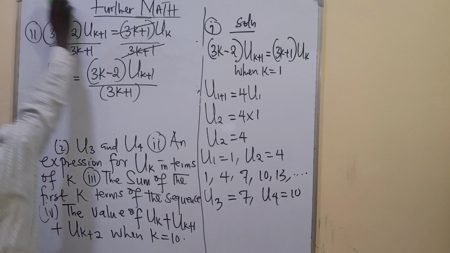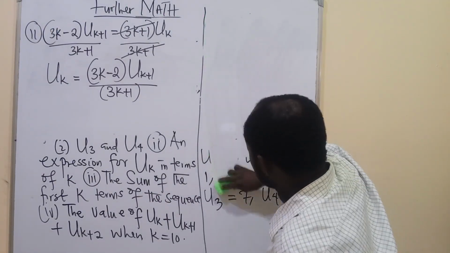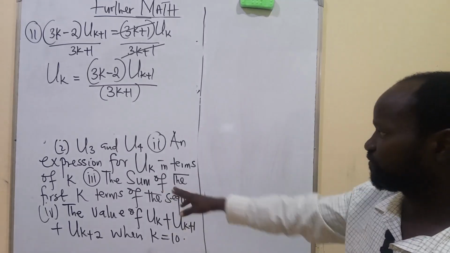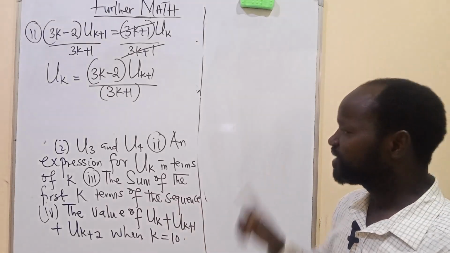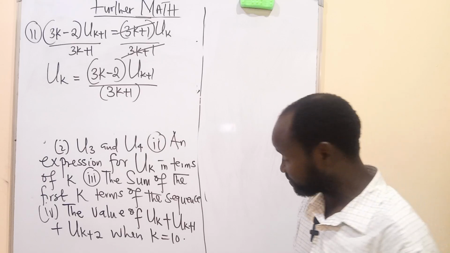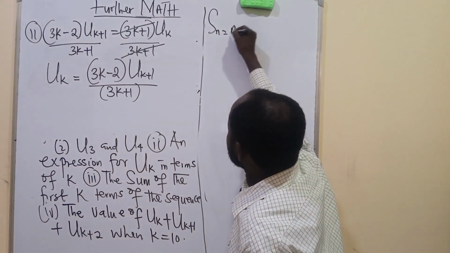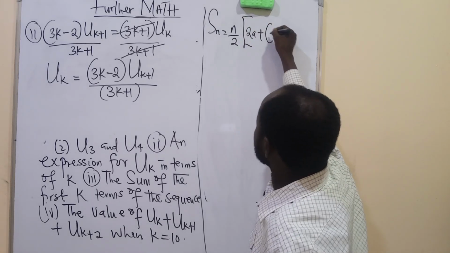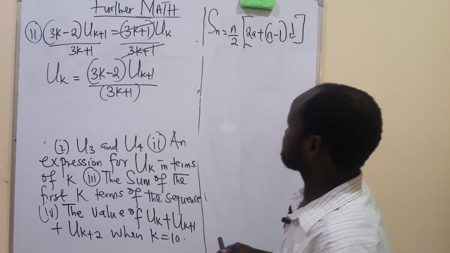Let's move quickly to Roman numeral 3. Very easy, and you will enjoy it. In Roman numeral 3, we are asked to find the sum of the first k terms of the sequence. This is the sum of an arithmetic progression when the last term is not given. Let's write down the formula first. Sum is equal to n divided by 2, in square brackets, 2a plus (number of terms minus 1) times the common difference, close the brackets.